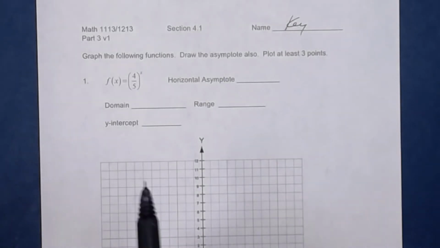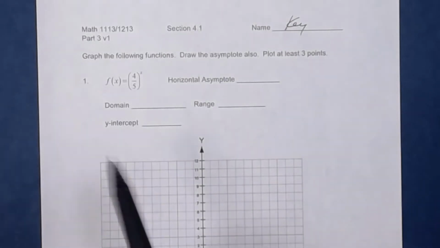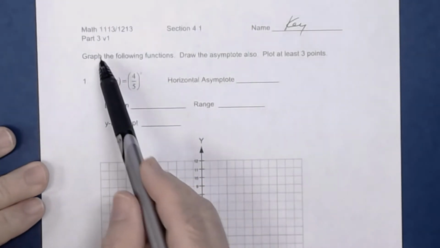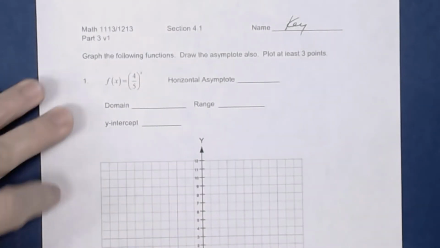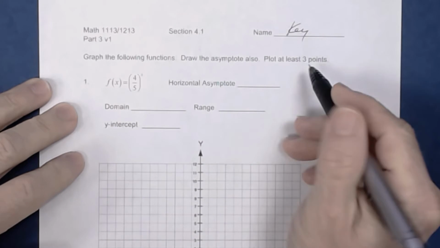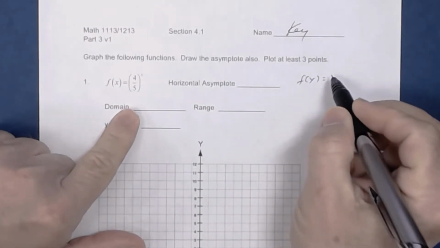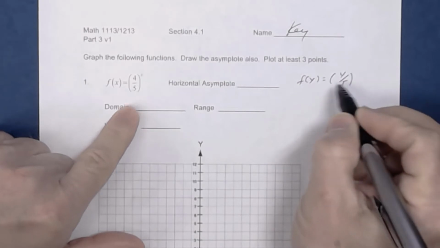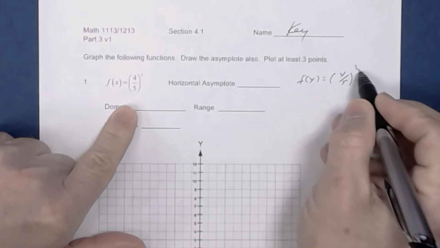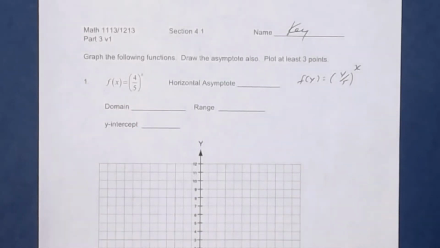Okay, so in this key, you're looking at graphing exponential functions, and this is part 3. Now, in number 1, you have this function, f of x. I'm going to go ahead and write it a little bit better. f of x equals 4/5 to the x, so 4/5 is your base, and your exponent is the variable x. All right, so this is what this is.